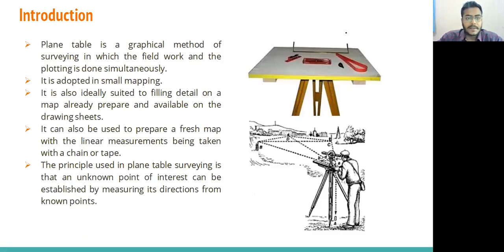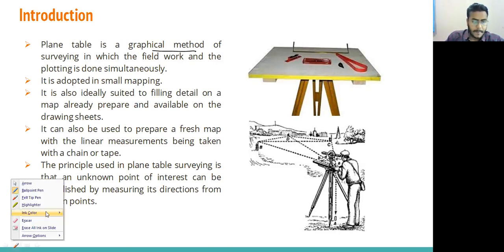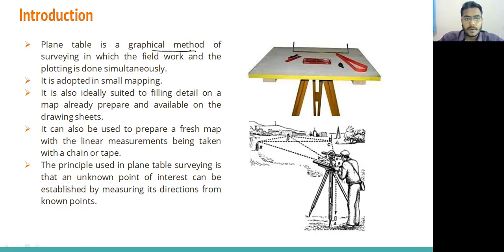What is plane table and plane table surveying? Plane table surveying is a graphical method of surveying, in which field work and plotting are done simultaneously. Field work and plotting are done simultaneously.